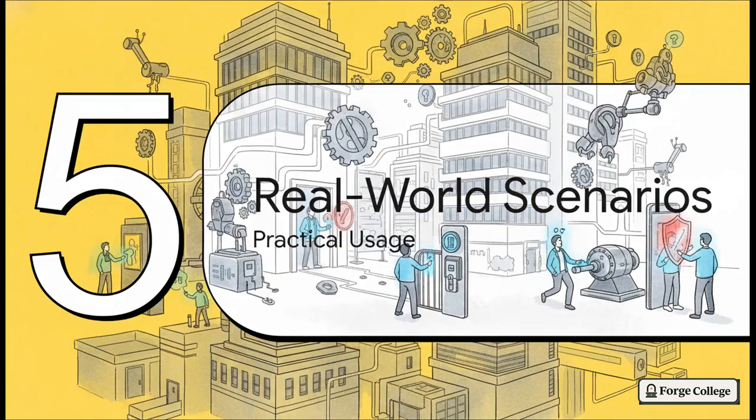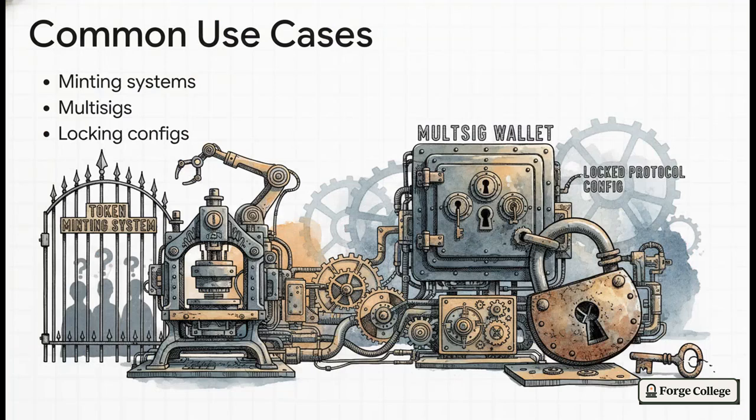Section 5. Real-world access scenarios. Now that our machinery is fully assembled, let's look at how it operates out in the wild. And this brilliantly illustrates why understanding this pattern is so foundational to Web3. I mean, we see this access control schematic everywhere.